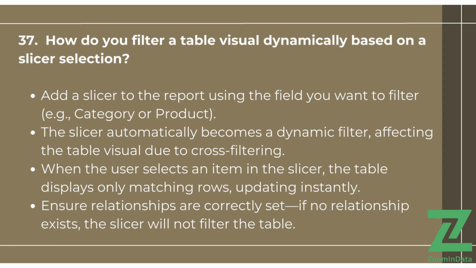Add a slicer to the report using the field intended for filtering, such as category or product. The slicer automatically operates as a dynamic filter and affects the table visual through cross-filtering. When an item is selected in the slicer, the table displays only the matching rows and updates instantly. Ensure that proper relationships exist in the data model, because without a relationship, the slicer will not filter the table.